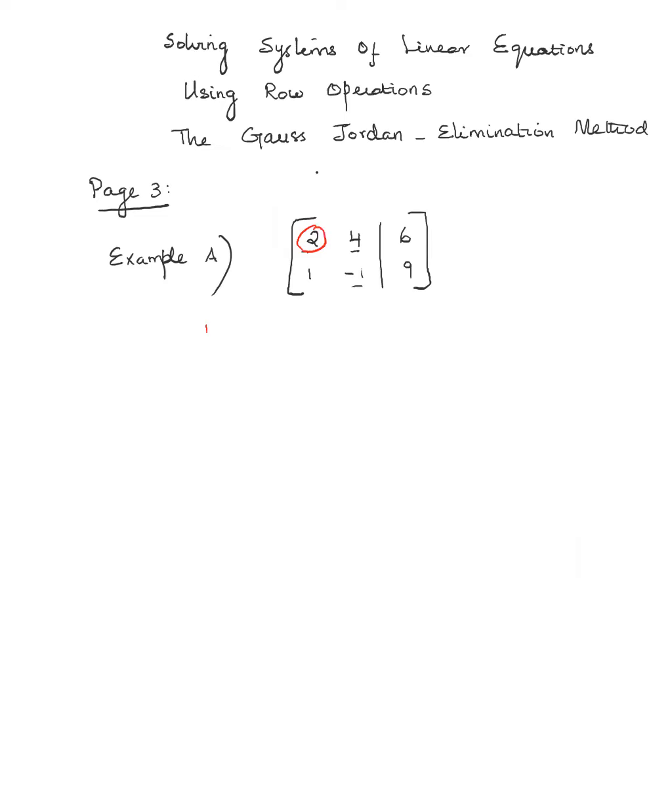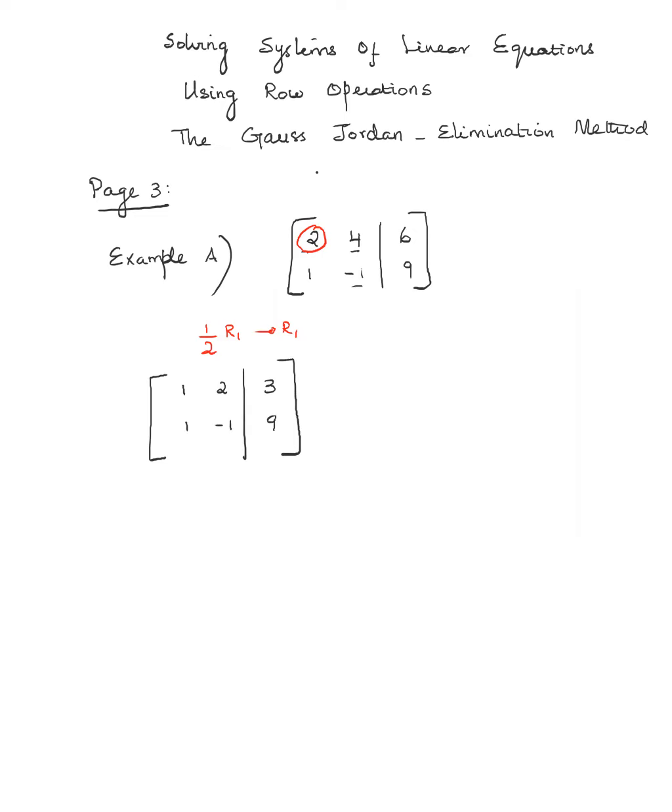So what I'm going to do is 1/2 row 1, and then it stays in row 1. So I'm going to divide the first row by 2. So we get 1, 2, and 3. The second row remains the same. So that's what is given in the handout.